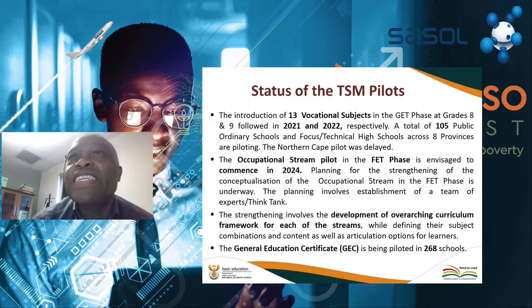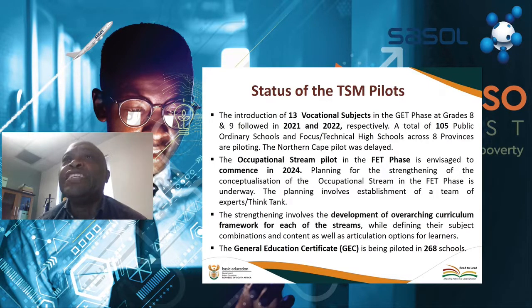Now, in terms of the status of the pilot, the introduction of 13 vocationally oriented subjects in the GET phase, as I've indicated, started last year and continues this year. We were targeting 105 schools, public ordinary schools and focus, as well as technicalized schools across 8 provinces. The Northern Cape pilot was actually delayed.